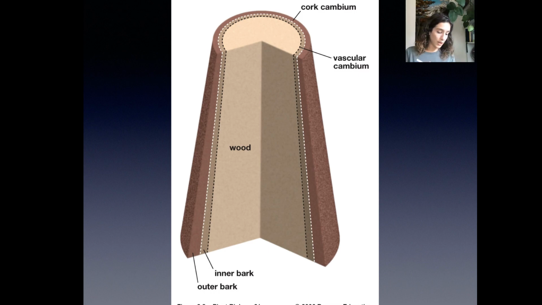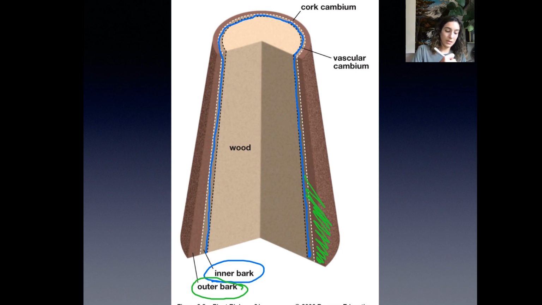So really, what I just labeled in blue is right here. It's the layer outside of the vascular cambium, but inside of that cork cambium. This is all the secondary phloem, and we call this the inner bark. The outer bark is everything that's outside of the secondary phloem. It includes the cork cambium, and the cork, which would be on the very outside, and the periderm, which would be in between the secondary phloem and the cork cambium.